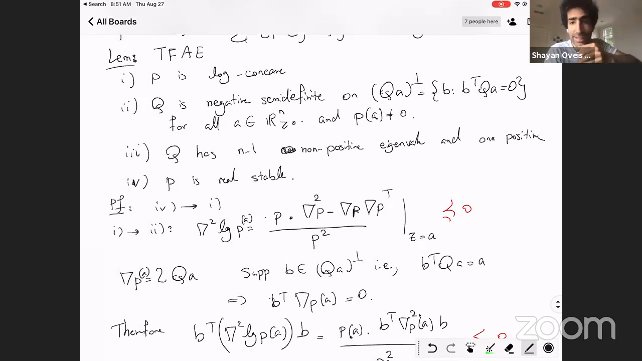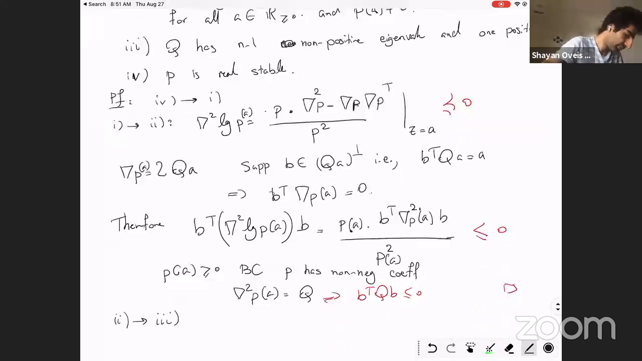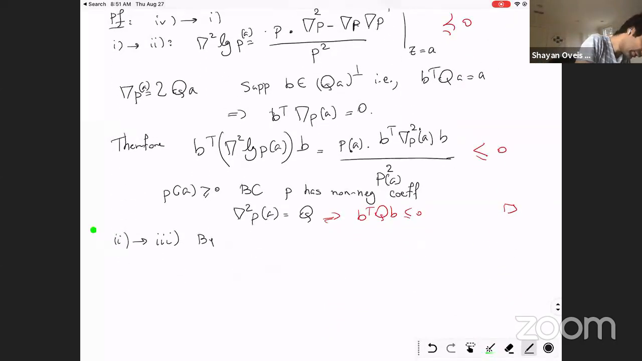Now, if you plug this into the so-called variational characterization of matrices, or Rayleigh quotient, which I discussed in the notes if you want to take a look, this immediately says that the matrix Q must have n minus 1 negative, or in fact non-positive, eigenvalues. So basically by variational characterization.